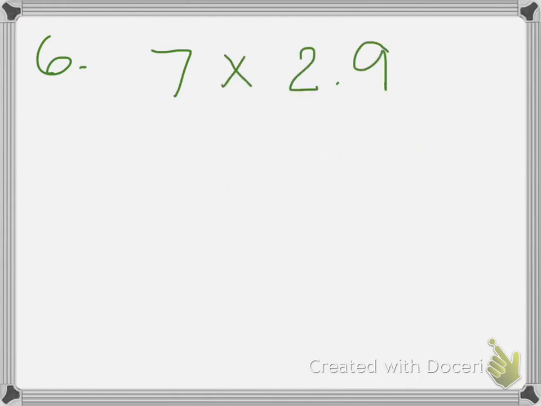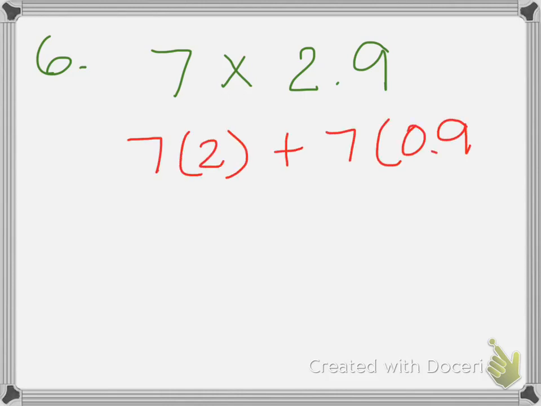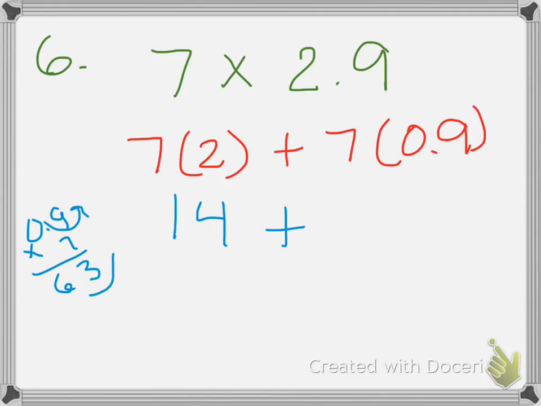Number 6 says that we have 7 times 2.9. So because this is a decimal, we're still going to work it the same way because we're going to use the distributive property. So we're going to do 7 times 2 plus 7 times 0.9. So our first step is to multiply the 7 times 2, and we get 14, and then the 7 times 0.9, and we get 6.3.